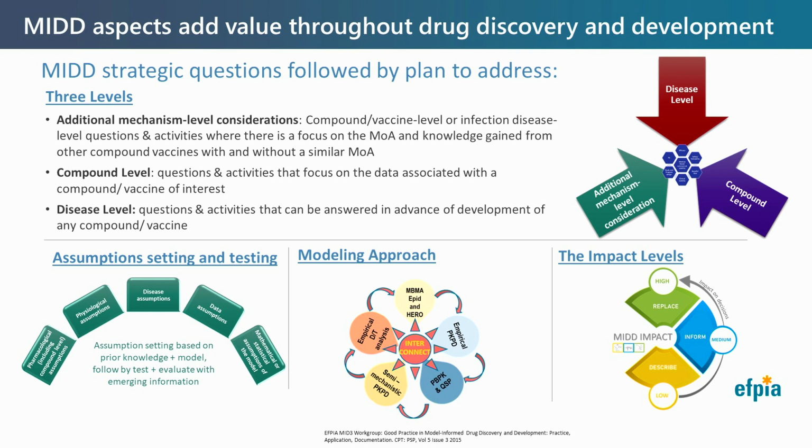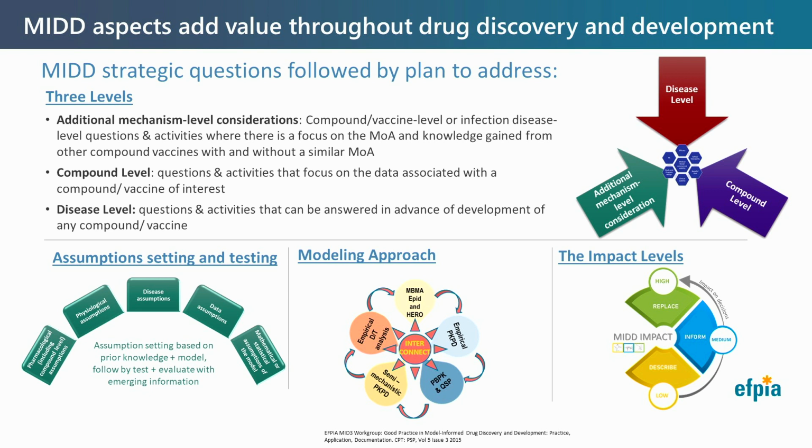As mentioned, MIDD approaches can enhance vaccine development. With this framework, key questions are set at the beginning, and these questions are continuously answered as information emerges. Three levels of question can be asked to understand the disease, the vaccine, and the mode of action. And sometimes, due to the novelty of many viruses and vaccines, assumptions and data gaps must be identified to quantify the uncertainty. These assumptions must be tested and validated as information emerges.